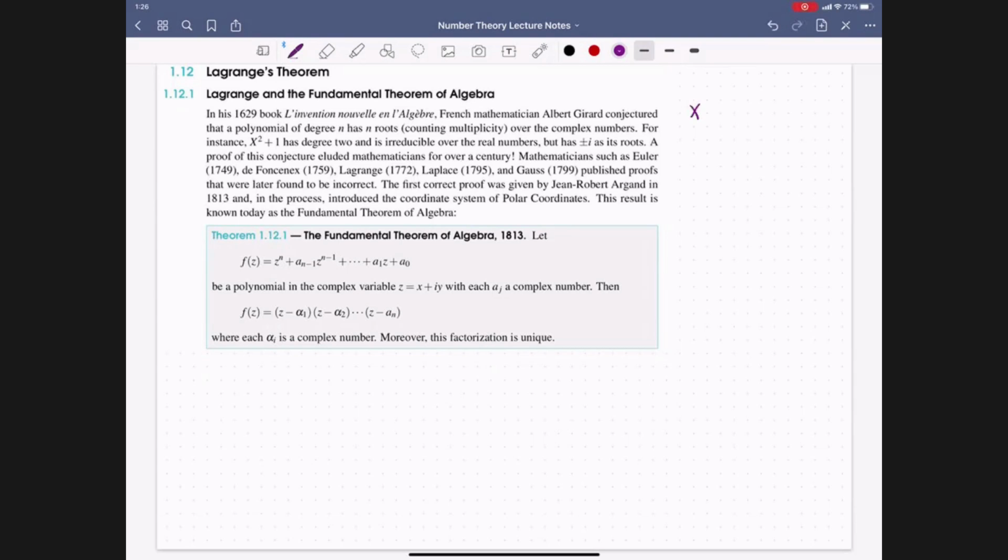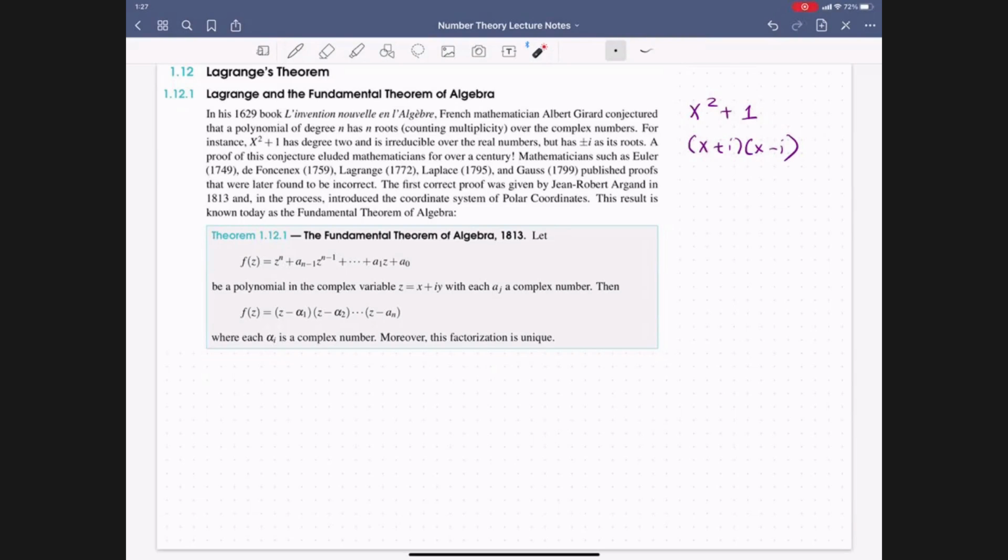If we look at a polynomial like x squared plus 1, we know that this has no roots over the real numbers, but if we allow ourselves to go to the complex numbers, then it has roots, because we can factor this as x plus i times x minus i. So Girard conjectured that if you have a polynomial of degree n, then we would have exactly n roots counting multiplicity over the complex numbers. In this case, we have x squared plus 1, and we have two roots, negative i and i. And that's exactly what Girard conjectured, that this should be true in general.